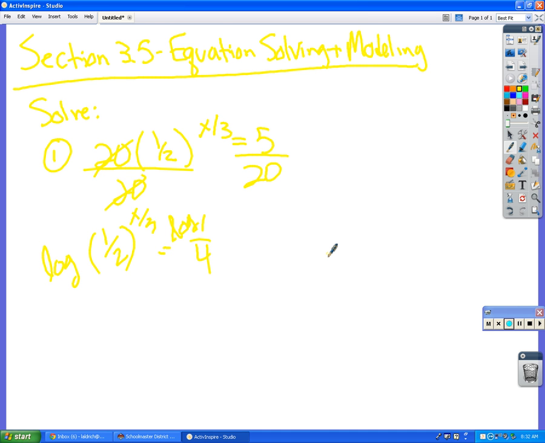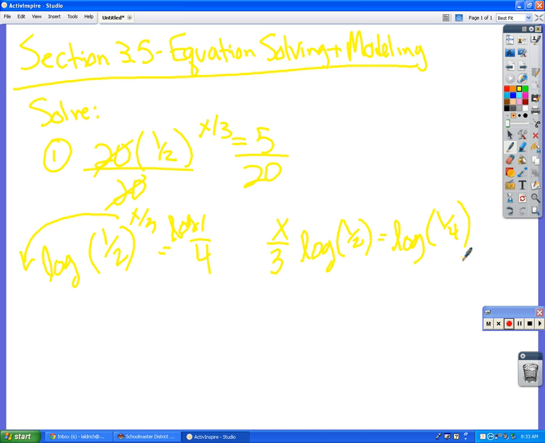I took the log of both sides already, so I've done that. What can you do with a power when you have a logarithmic function? You can move the exponent to the other side. Good, I can move the exponent to the other side, so I can take this and put it down in front and rewrite this as x over 3 times the log of 1/2 equals the log of 1/4. Now I have gotten myself out of that problem that I was having. So now solving for x is easy.